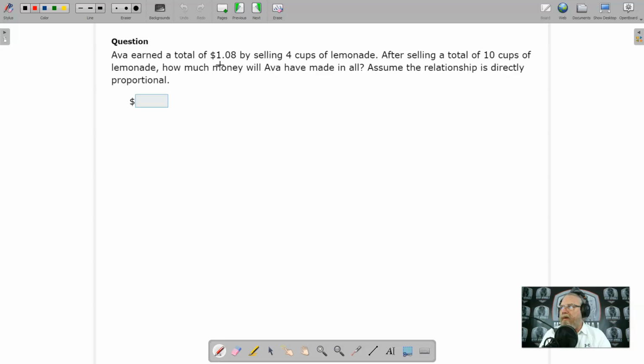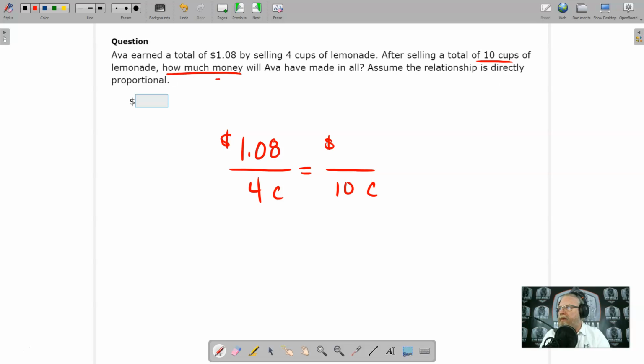Ava earned a total of $1.08 by selling 4 cups of lemonade. So we've got $1.08 for 4 cups. We're going to set that equal to dollars over cups. After selling a total of 10 cups, so this is what they gave us here. How much money, so that's our unknown value, will Ava have made in all? So let's go ahead and do cross products.